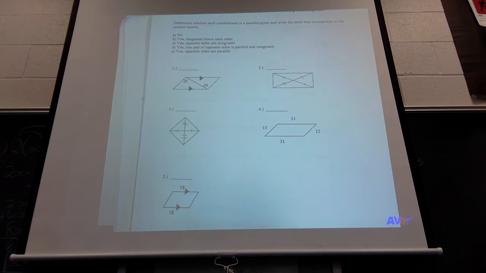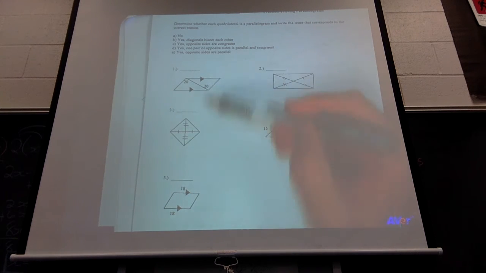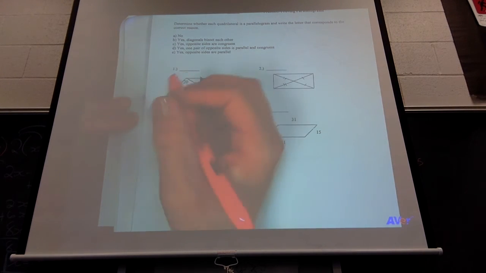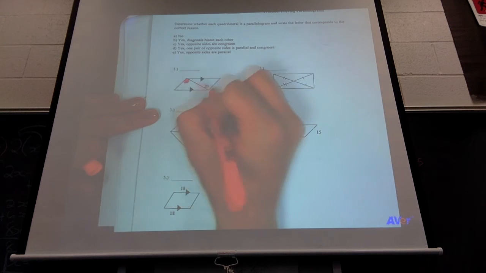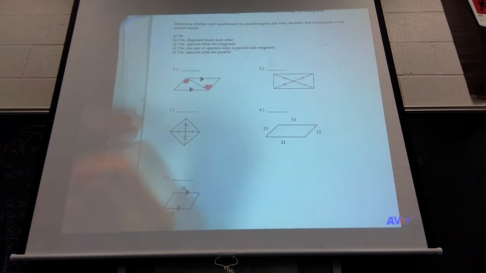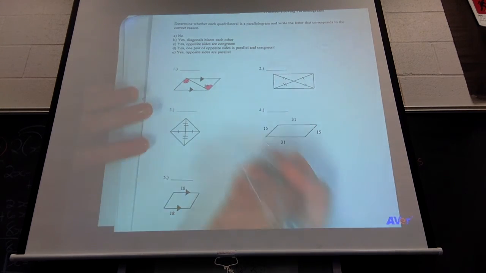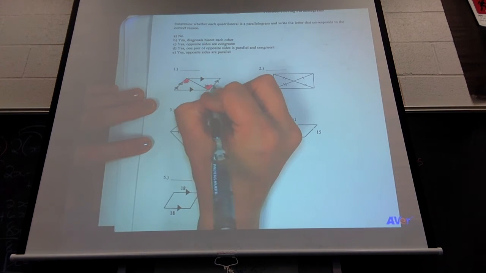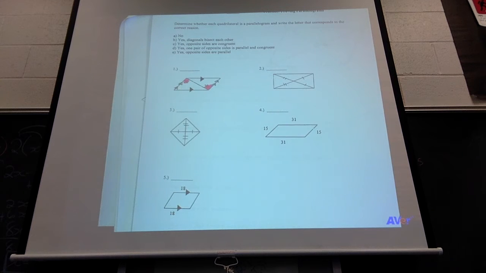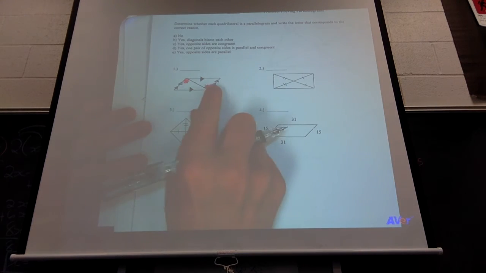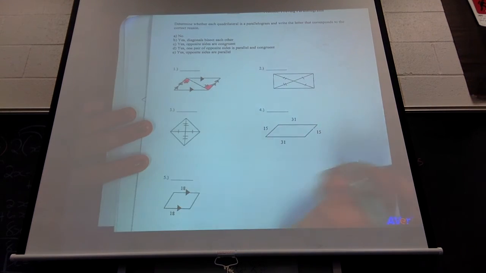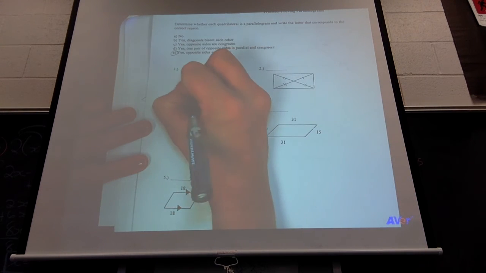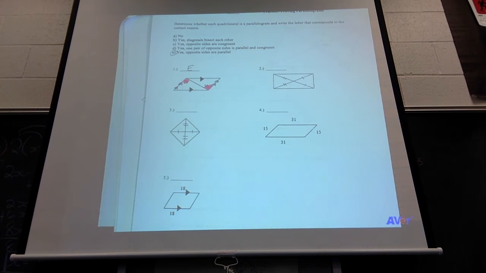So if we take a look at number 1, I see the 2 arrows here. That means the top and the bottom are parallel. Then I see that I have a 20-degree angle here and a 20-degree angle here. Those are alternate interior angles, and when they're congruent, we must have had parallel lines. So I can determine that the left and right side are parallel. Therefore, I have 2 pairs of opposite sides that are parallel. And so, yes, this is a parallelogram. So I'm going to choose E for that one.